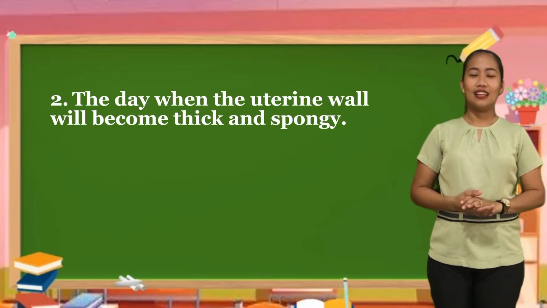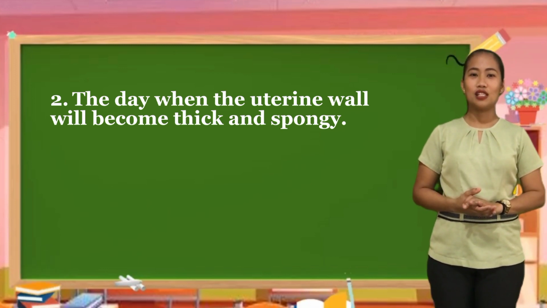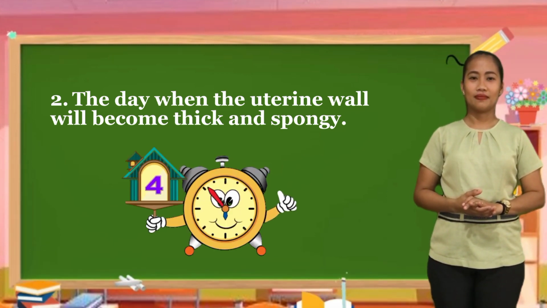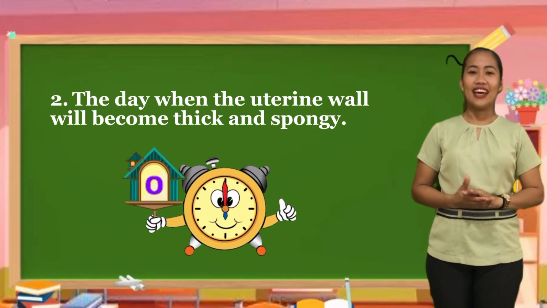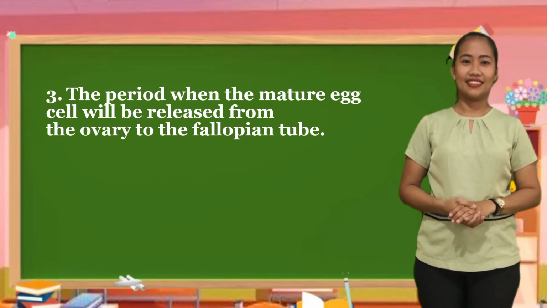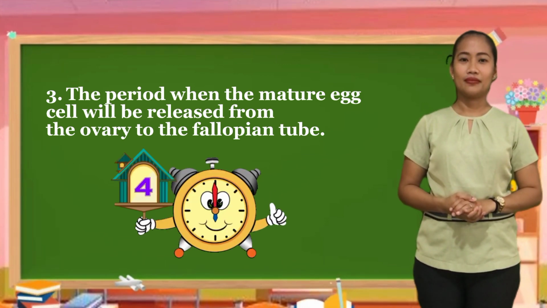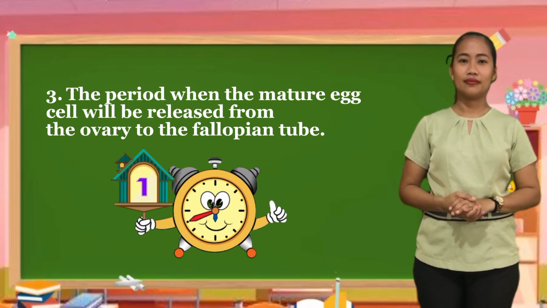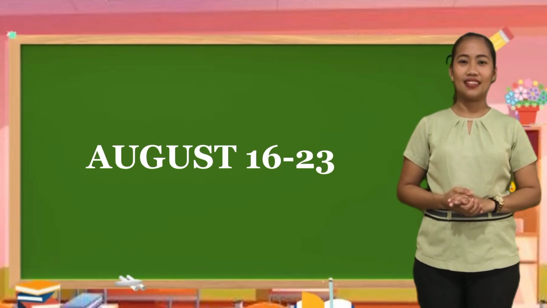Number 2. The day when the uterine wall will become thick and spongy. Very good! The answer is August 11 to 15. Number 3. The period when the mature egg cell will be released from the ovary to the fallopian tube. Correct! The answer is August 16 to 23.